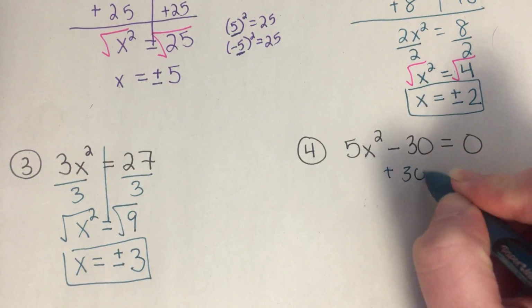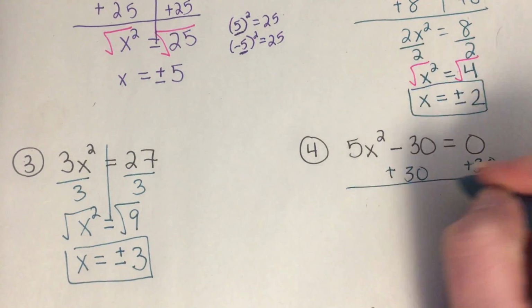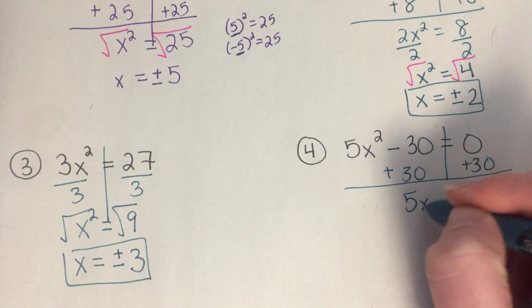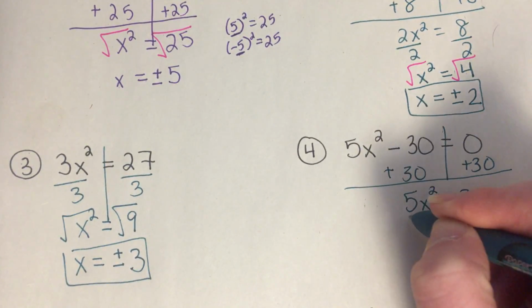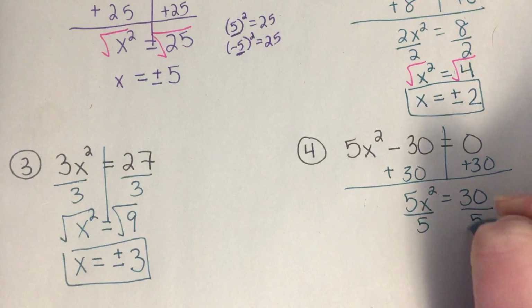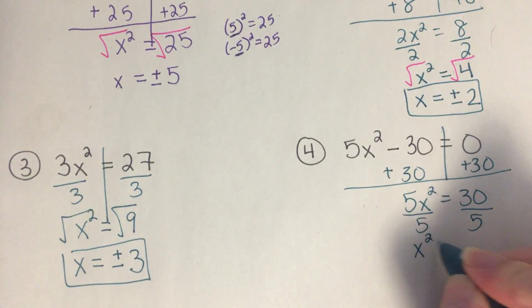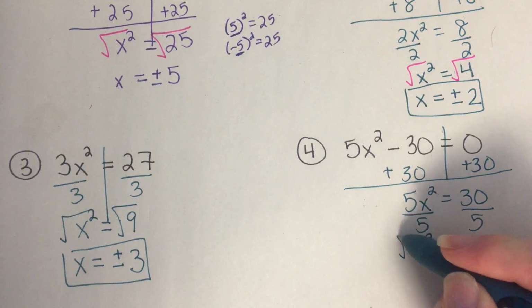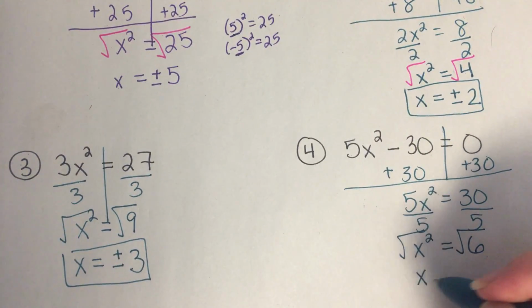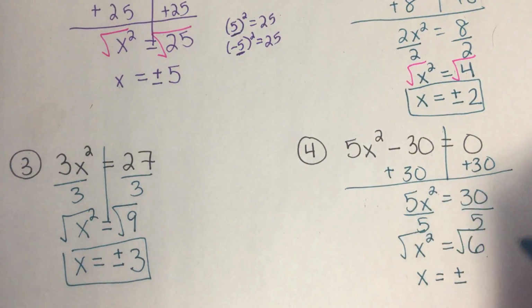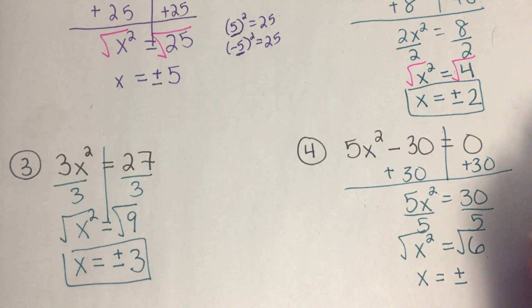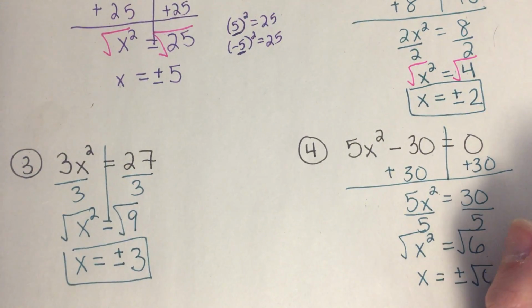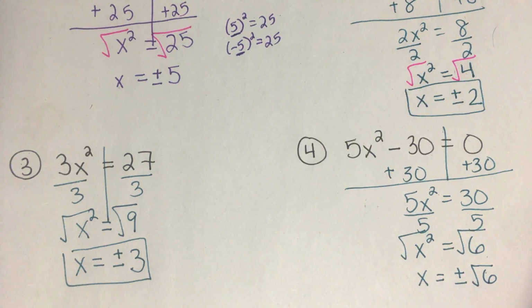We're going to add 30 as normal to both sides to isolate x squared. Now you have to divide by 5 to continue isolating x squared. And you'll notice we get 6. So our last step is to take the square root of both sides. However, we do not know the square root of 6. It's actually an irrational number. So we're going to just leave our radical as radical 6.